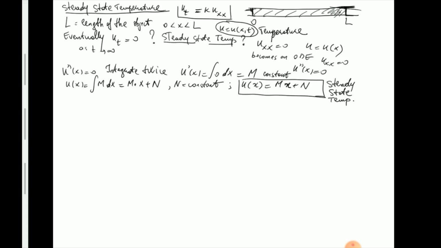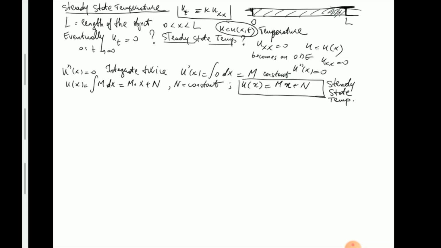So enjoy it while it lasts, because in other cases, of course, it won't be that easy if you have more than two variables. So basically, if I have an object that depends on two space coordinates, like a plate or a 3D object, obviously the steady state temperature will be a PDE in itself, because it will depend on more than one space coordinate. But in the one-dimensional case, it just depends on x.